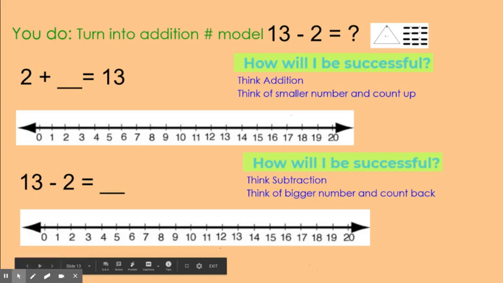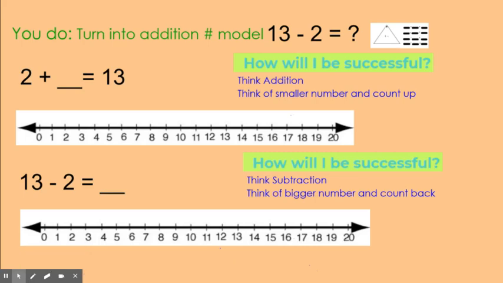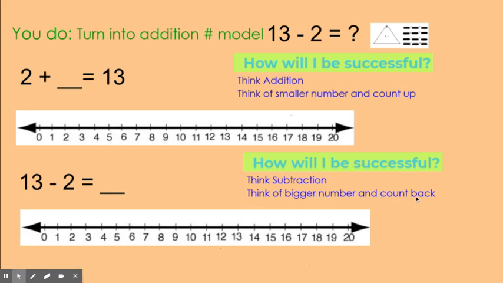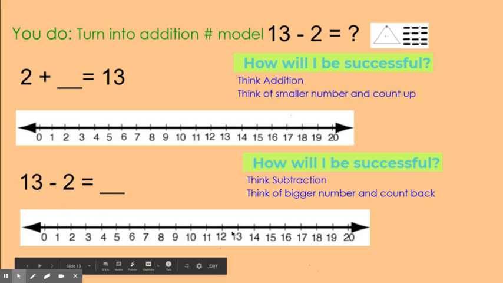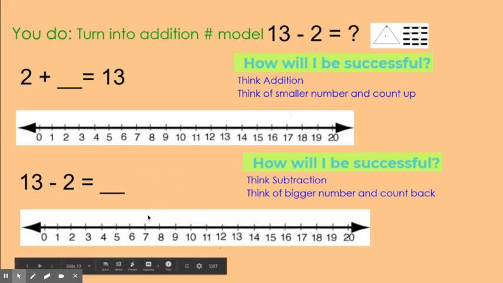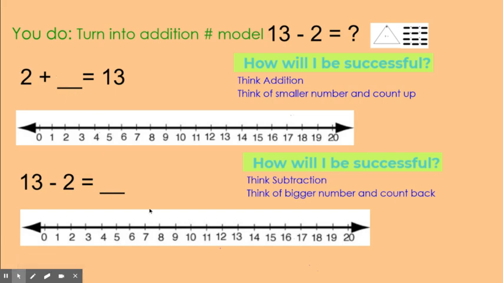Now it is your turn. You have been given this paper, and you need to show how to, on the top one, think addition. So you're going to start with the number 2 and count your hops to 13 on this number line. So you're starting with a smaller number and counting up. And then for the second one, you're going to think subtraction. So you're going to think of the bigger number and count back. So the bigger number is 13, and you're going to hop down to the number 2. Okay, so keep track and count the number of hops for both problems and write it on the blank line.